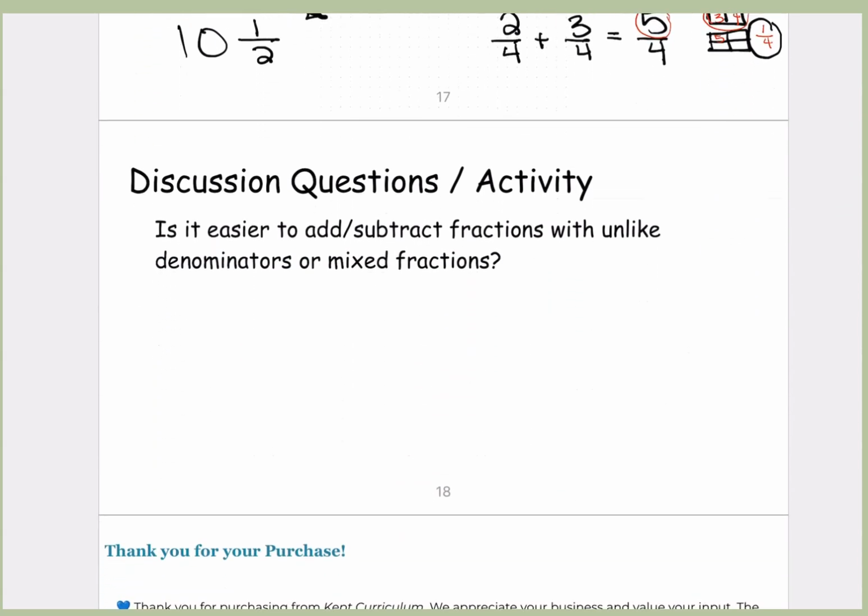All right. Discussion, questions, and activity time. Question: is it easier to add and subtract fractions with unlike denominators, or is it easier to add and subtract fractions with mixed fractions? I want you to go to the Google form and submit your answer. Please remember that if you would like a response from me, you need to ensure that your name is at the very last of the form.